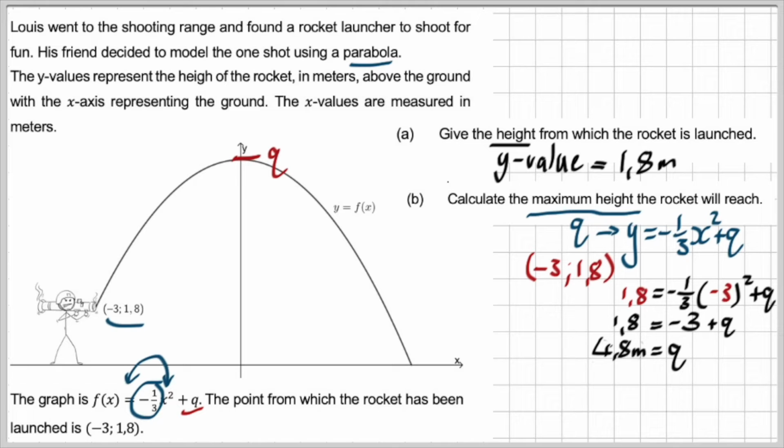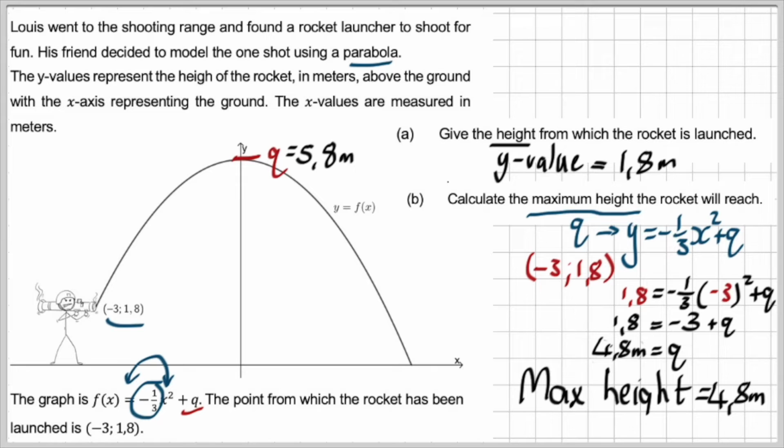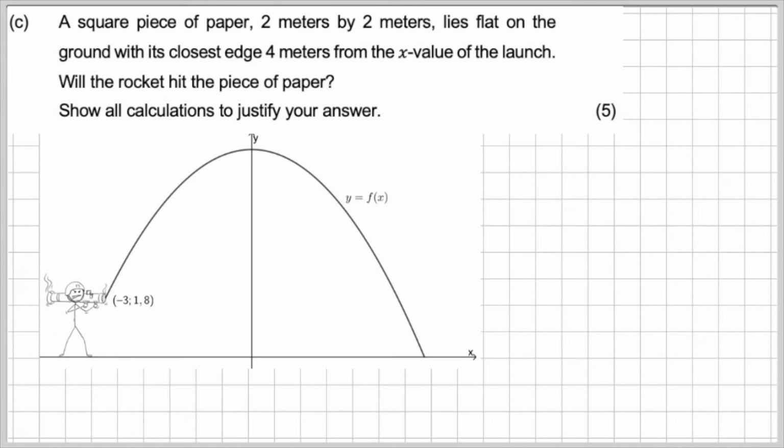Remember, if you don't answer the question, you might lose a mark. So what was the question? Not calculate the value for Q, but the question was, calculate the maximum height. So let's say that to them. The maximum height is 5,8 or 4,8 meters. You see what silly mistakes can come into the exam. Please be very, very careful that you don't make silly mistakes like I just made. 4,8 meters. Now let's look at the last question.